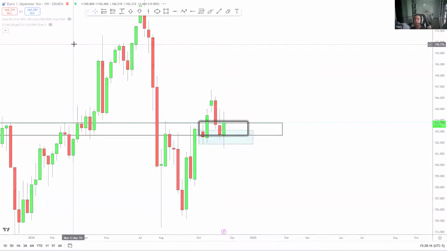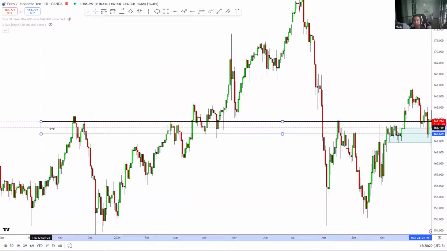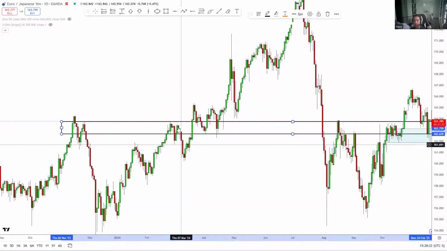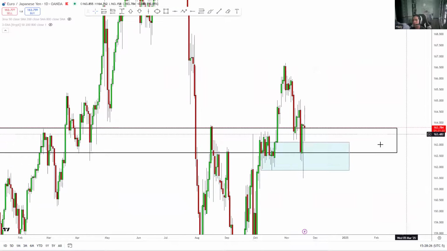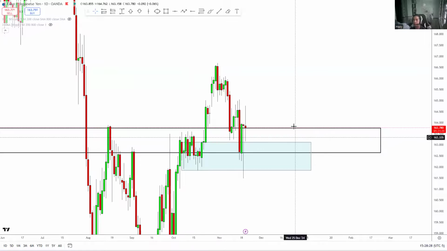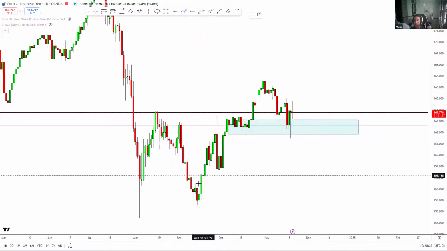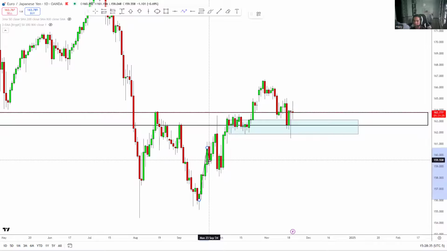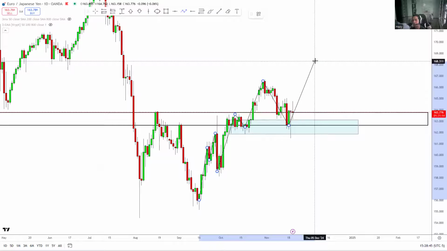Then if we go to the daily, we can also see that there is a strong support and resistance right here, here, here, here, here, and now we're retesting that support level. We can also see on the daily that we are creating higher highs and higher lows. This is the previous higher high, and now we're creating the pullback to potentially continue to the upside.